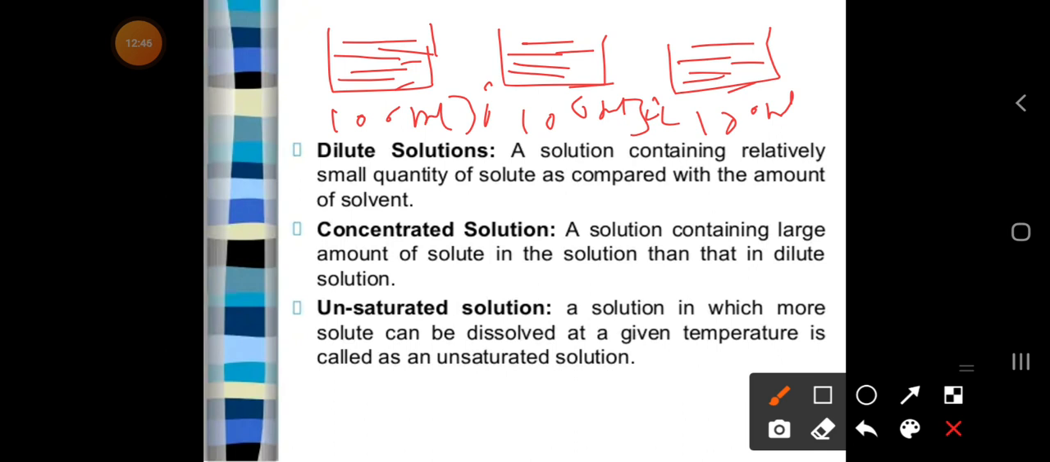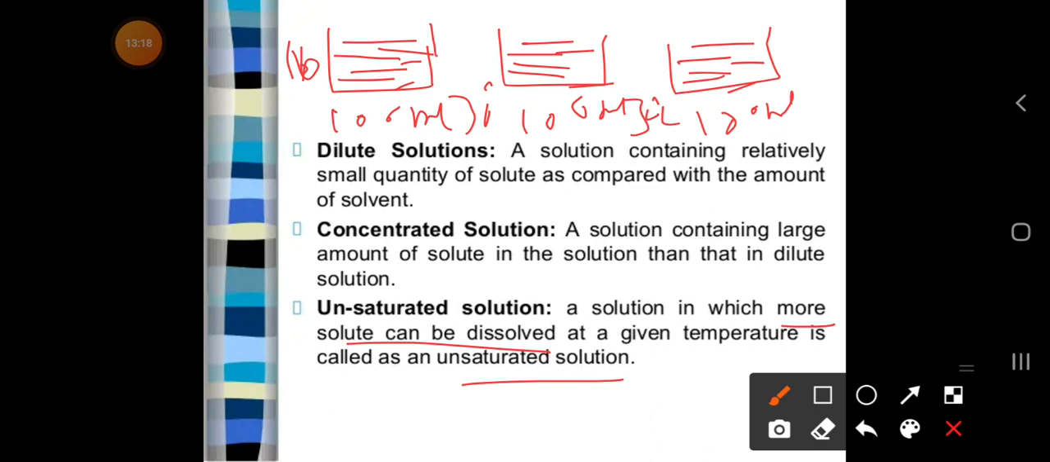What is an unsaturated solution? Here, if you add 10 grams of salt or 20 grams of salt, it is going to dissolve. More amount of solute will dissolve at a given temperature. How much are we dissolving? Nearly 30 grams. If the solute is soluble, then we call it what here?